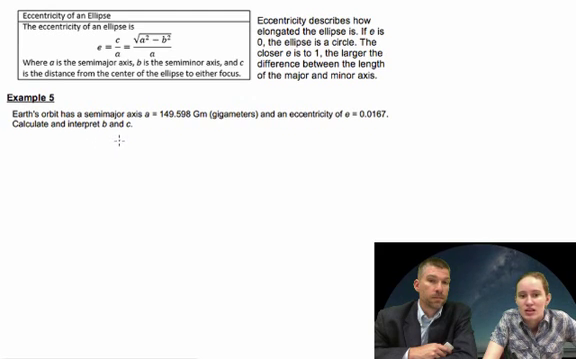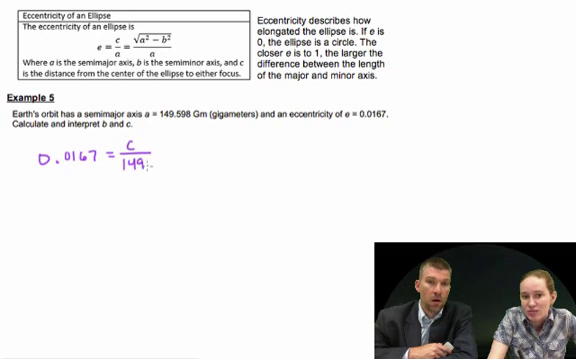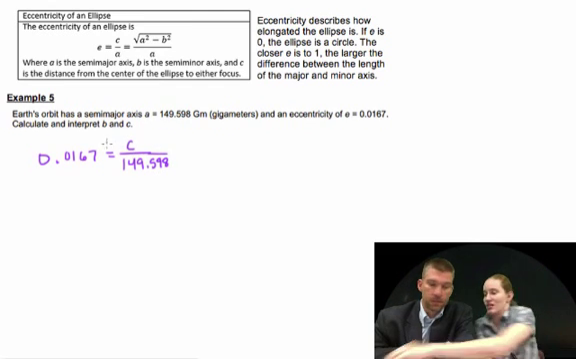Well, if we know what A is and we know what E is, we can find C using this formula, and then once we have C, we'll use the Pythagorean relation to find B. So 0.0167 is E. We want to find C over 149.598.